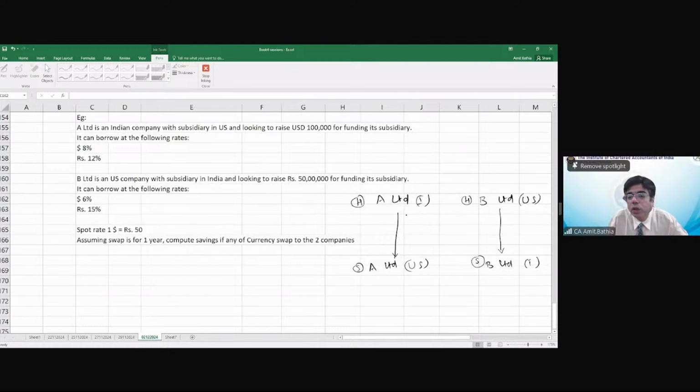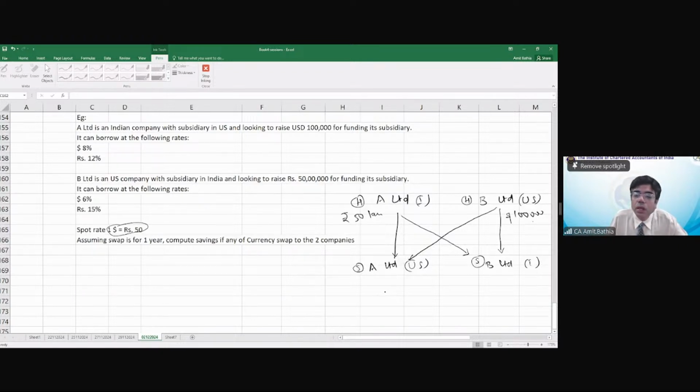A Limited is going to borrow rupees 50 lakhs, which is equivalent to 100,000 USD, because the rate given to you is $1 is rupees 50. So it will borrow 50 lakhs and give it to B Limited. B Limited is going to borrow 100,000 USD and give it to A Limited. So here you can see principal has already exchanged hands. Nobody is at win, nobody is at loss because the conversion rate would have been the same. So they are both happy with it.